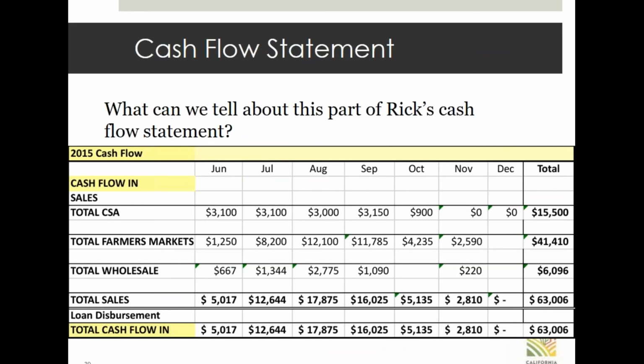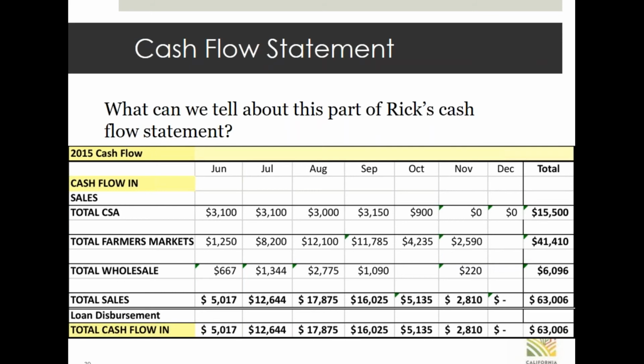So just to give you a sense, this is the basic part of a cash flow statement. This is the cash flow in part. And Rick is someone, as I mentioned, who is part of the narrative we're going to talk about. We'll hear about this in a minute. What can we see about this part of the cash flow statement?